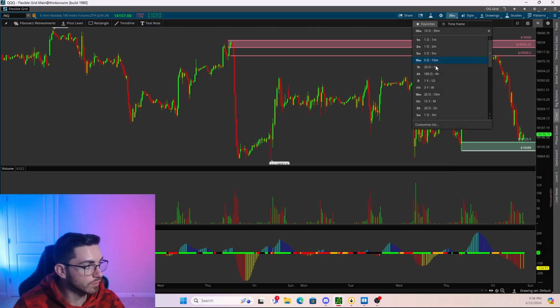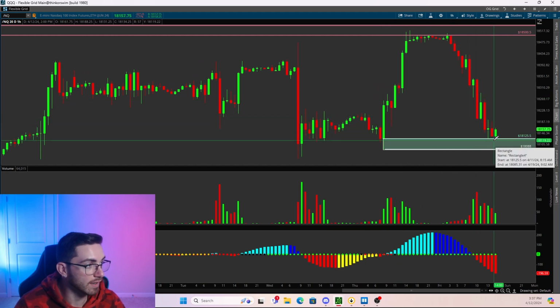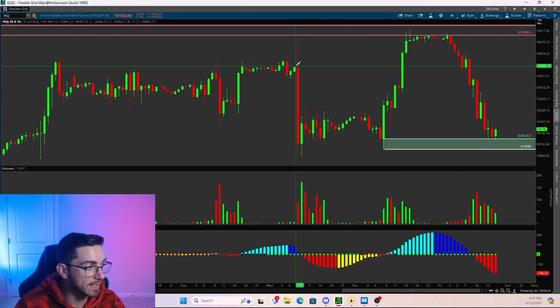So when it comes to drawing your supply and demand zones, again, what you want to look for is a small bodied either red candle for demand or a small bodied green candle for supply. Then from there, what you're looking for is a large aggressive move away from that level, whether to the downside for supply or to the upside for demand. And then from there, you're looking for price to trade into the area.